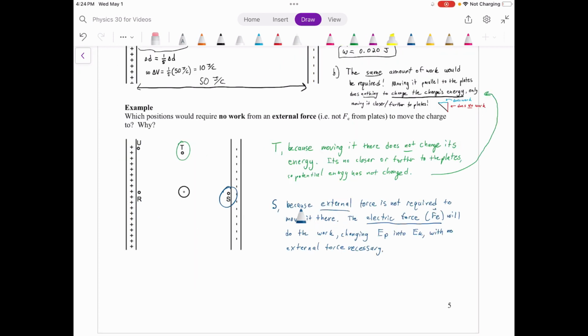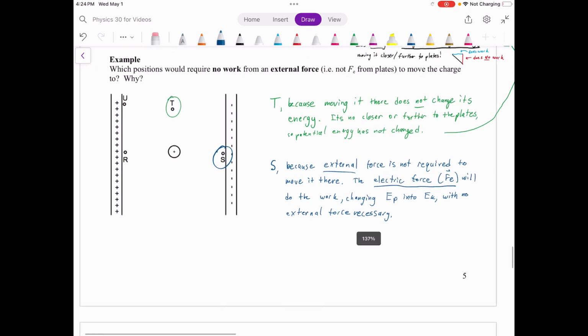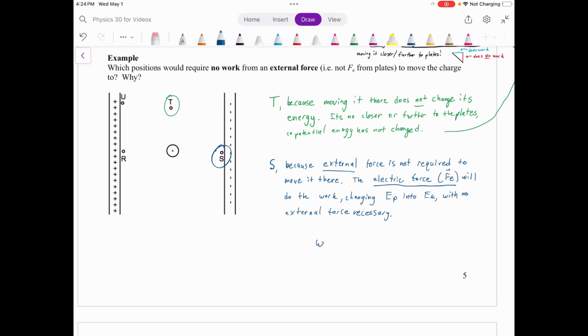All right, just summarizing that: S, not because its energy wouldn't change by going from here to there, but because the question was very specific about no work from an external force. No external influence is required to move the positive charge there. The electric force will do the work here, changing that potential into kinetic. And again, just that connection of, yes, work is the change in energy, but work is also a force acting on a charge over some distance. Applying a force for some distance causes a change in energy. It causes work to be done.